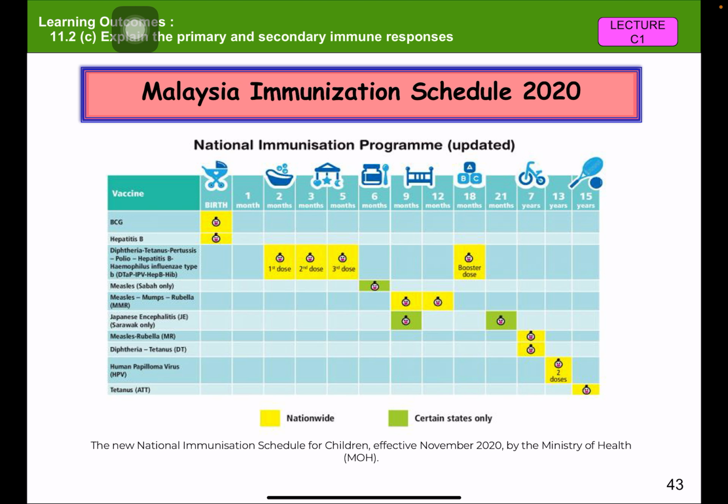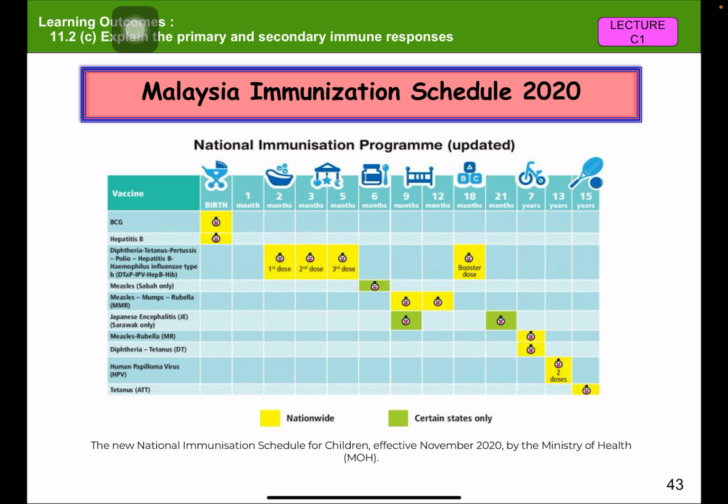Okay, this is the latest Malaysia immunization schedule for 2020, effective November 2020. This is an immunization program for Malaysia. We have to immunize our kids, our children, from birth to 15 years old.